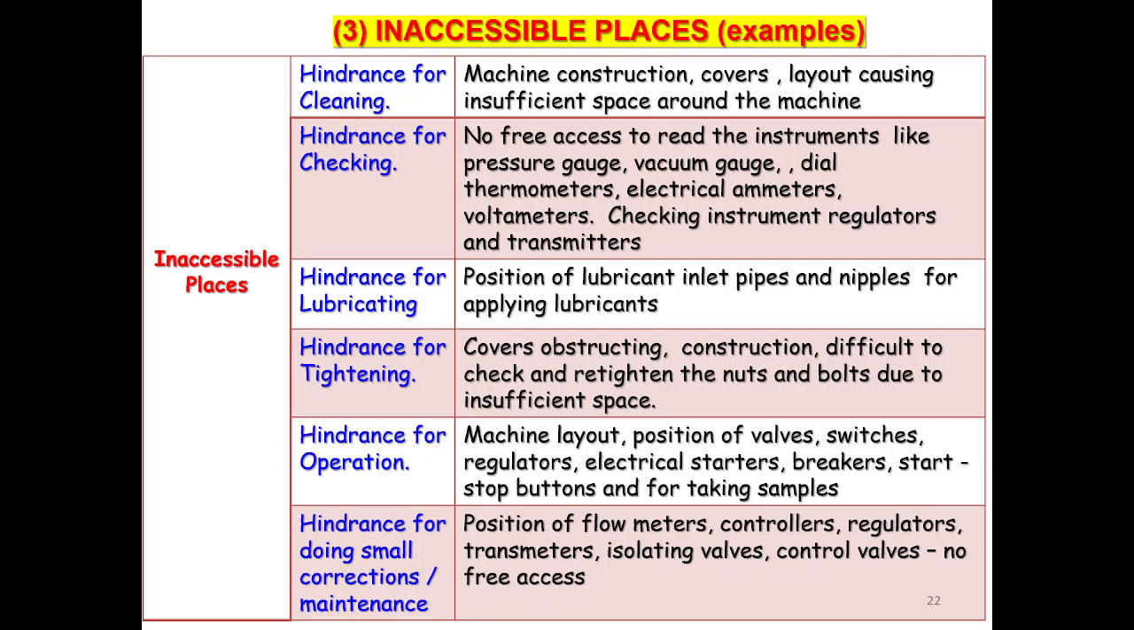Next, hindrance for lubricating. That is, the position of lubricant inlet pipes and nipples for applying lubricants is difficult. Hindrance for tightening the nuts and bolts due to insufficient space provided. There are hindrances for operation too. For example, due to machine layout, it is difficult to operate the valves, switches, regulators, electrical starters, breakers, start and stop buttons, and for taking samples. Lastly is hindrance for doing small corrections or taking maintenance. For example, no free access to flow meters, controllers, regulators, transmitters, isolating valves, control valves, etc. for taking regular maintenance work.